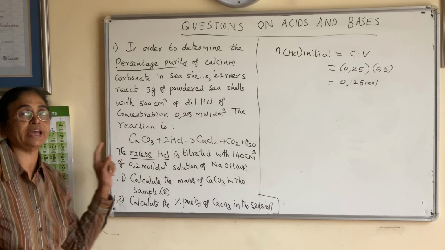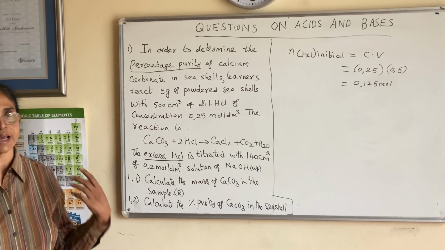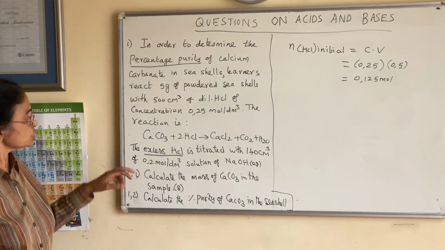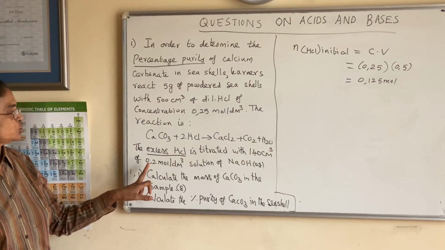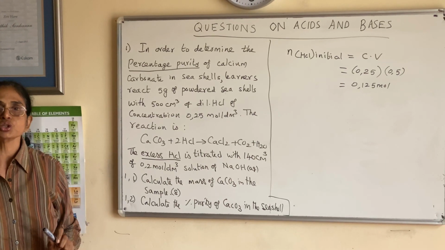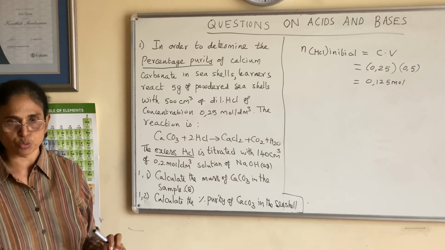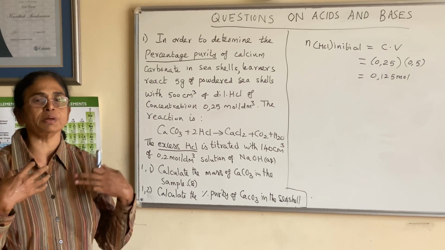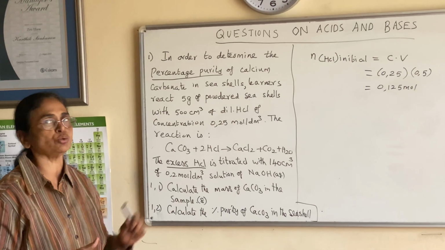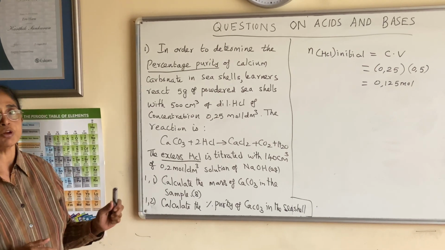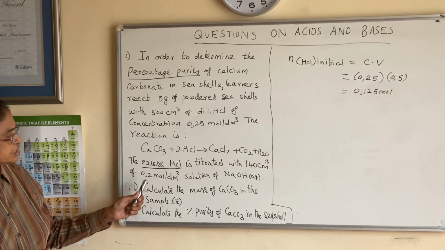Then you see the words excess HCl. So it's very clear the HCl the learner has added is too much. The excess HCl is titrated with 140 centimeter cube of sodium hydroxide. So what happened is the HCl the learner has added has become too much, and he wanted to find out how much is excess. So he titrated that solution with sodium hydroxide. The number of moles of sodium hydroxide that reacted with the excess HCl is given there.